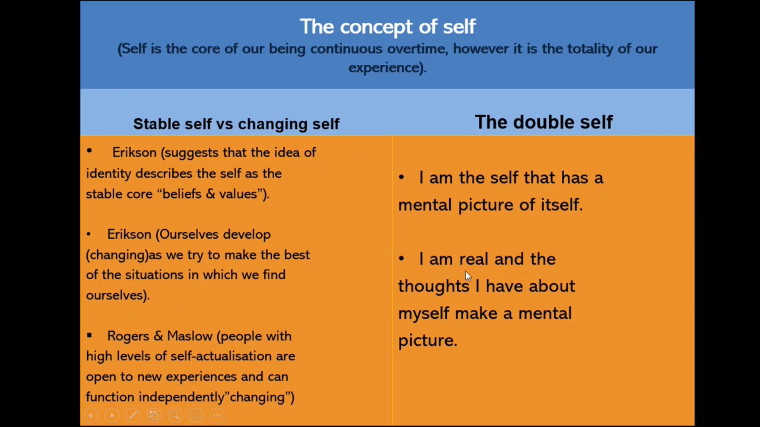I am real. That is one. And the thoughts I have about myself make a mental picture. What influences the mental picture are the thoughts I have about myself. That's the difference between the two. I am the self that has a mental picture. I am real, and the thoughts that I have make up the mental picture. That is the double self.